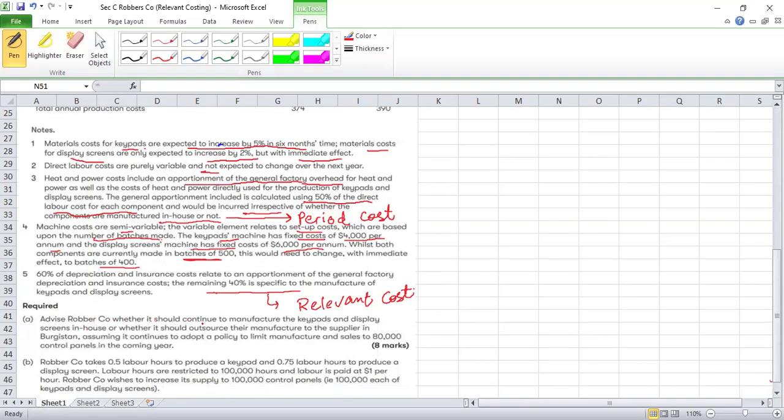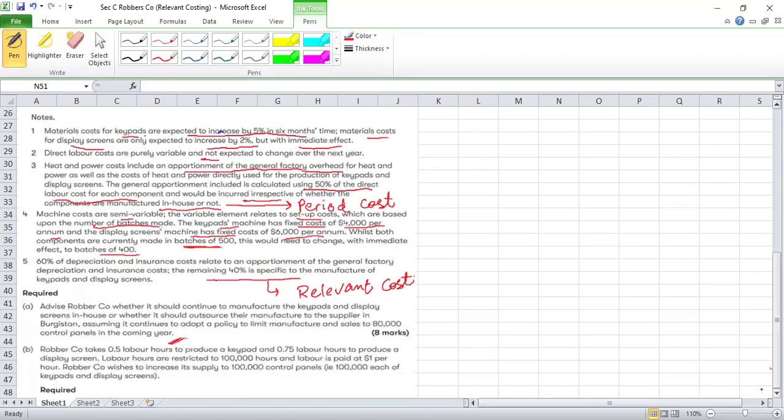Advise Robert whether it should continue to manufacture the keyboard and display screens in-house or whether it should outsource their manufacture to supplier in Kyrgyzstan, assuming it continues to adopt a policy to limit manufacture and sales to 80,000 control panels in the coming year.